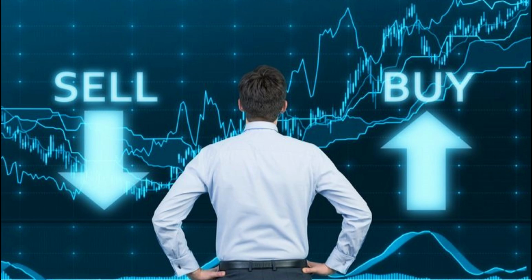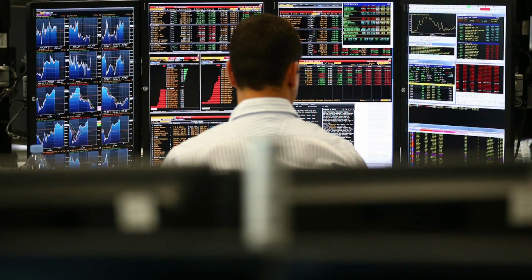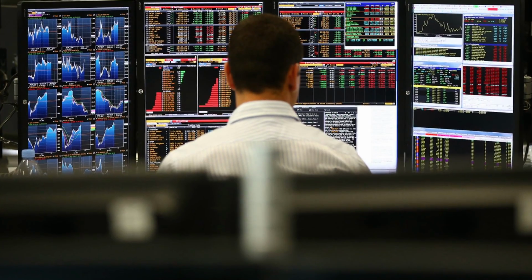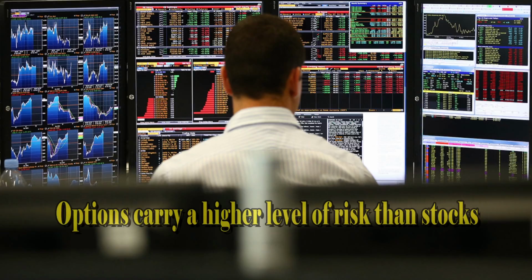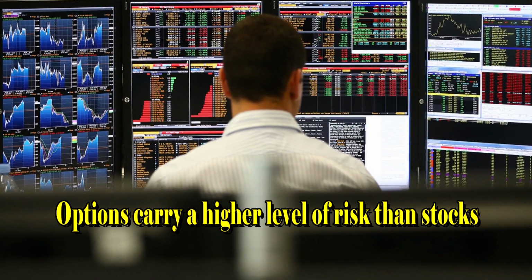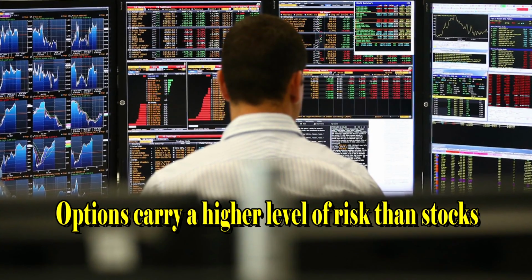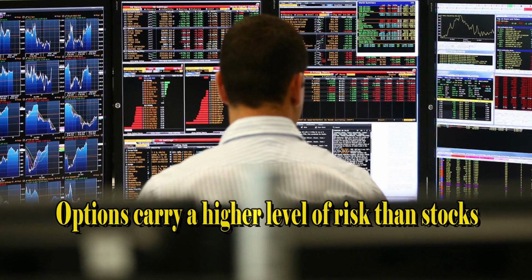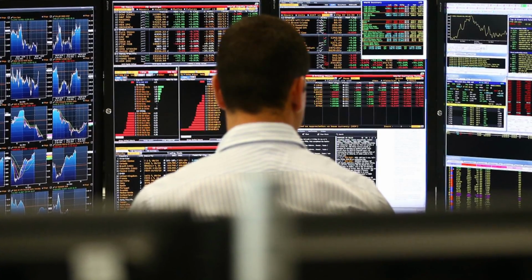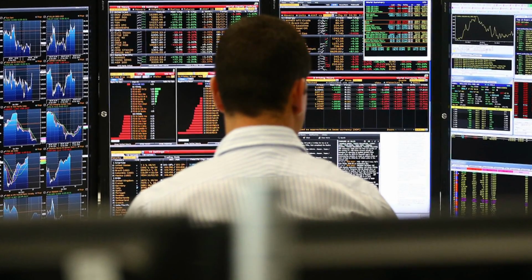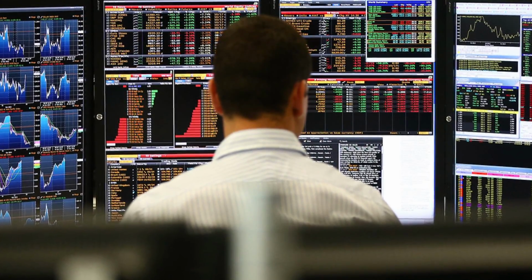Now, if you've never traded stocks before, you should probably wait to get into options trading. Options are a derivative of stocks, and you should really have a good understanding of how stocks work before getting into it. Options carry a higher level of risk than stocks, so your brokerage isn't likely to let you start options trading without some stock experience. Or if they do, it will only be on a very limited basis. If you do have experience with stocks, then options might be a good next step in your trading evolution.